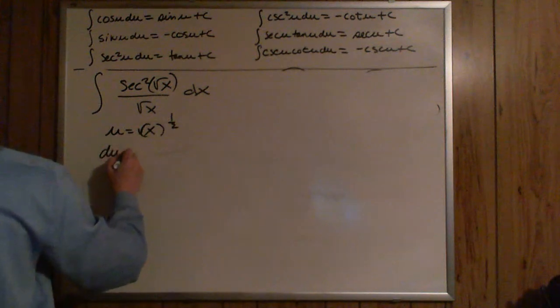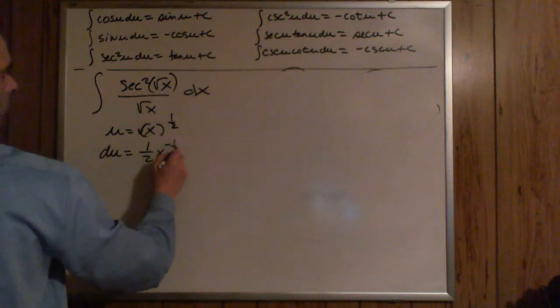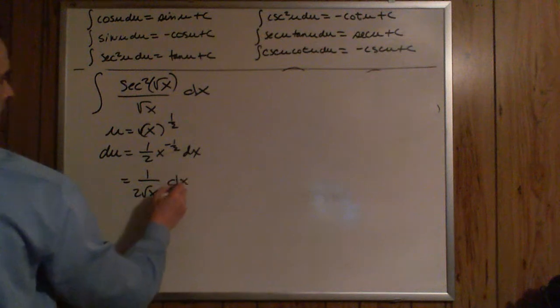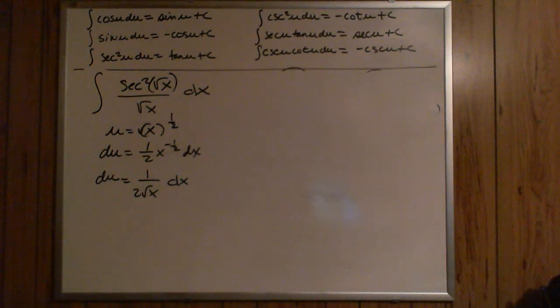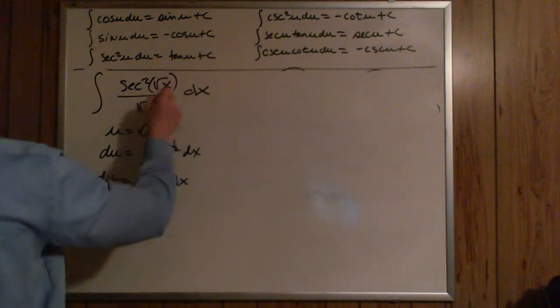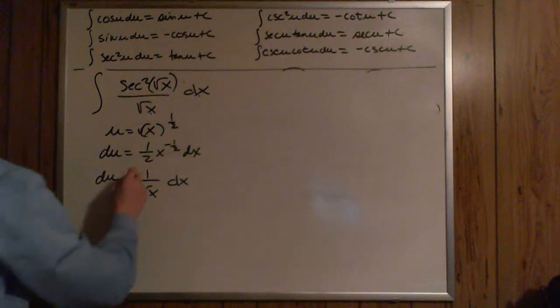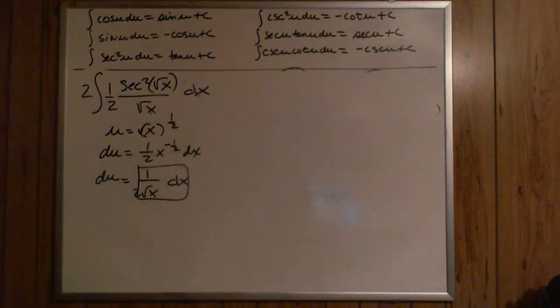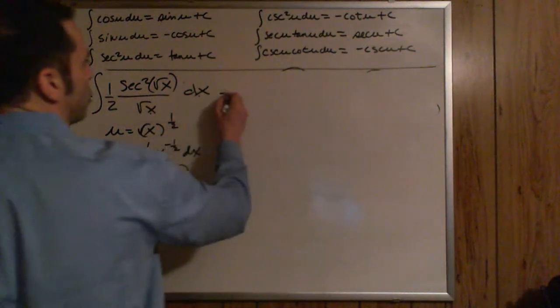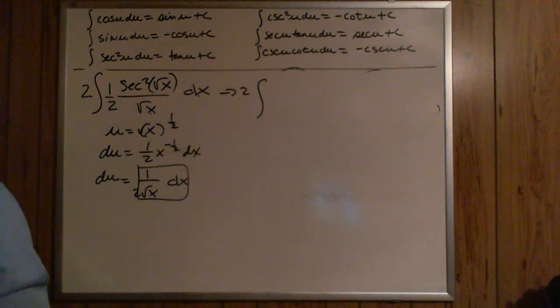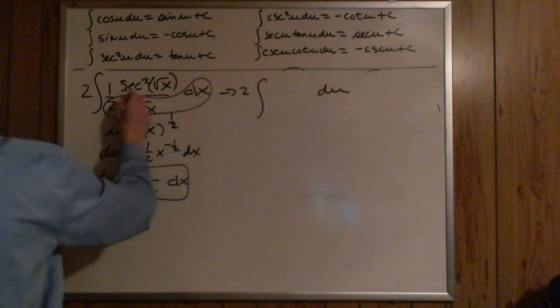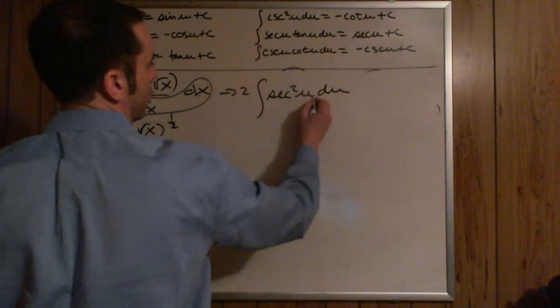Its derivative du is equal to 1/2 x to the negative 1/2 dx, or 1 over 2 root x dx. So du equals 1 over 2 root x dx. I do have a 1 over root x dx in the integrand, so this looks good, provided I put in a 1/2 and take out its reciprocal, which is a 2. So this would translate into 2 times the indefinite integral of, all of this would become my du, and this would become secant squared u.